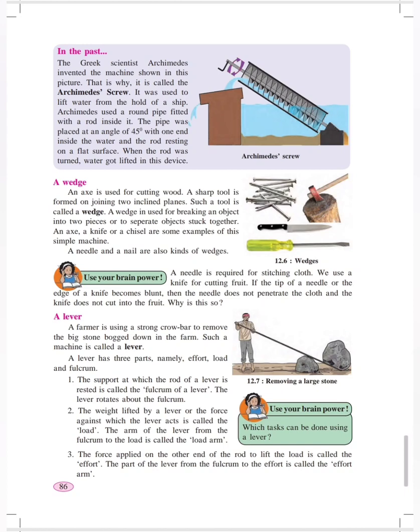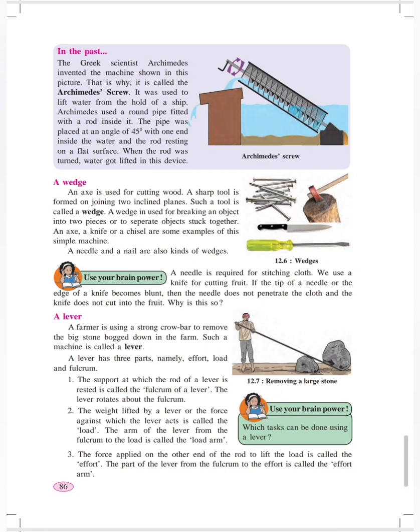A wedge is made up of two inclined planes coming together. When two inclined planes are set together, they make a wedge, or you can also say it is a sharp end. The next point we studied today was a lever.